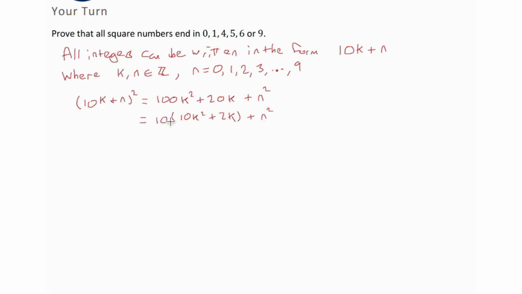Now, because any multiple of 10 ends in the digit 0, the final digit of this number is the final digit of n squared, because this part here is going to end in a 0, so the units part of n squared is the only non-zero units part. Let's write that down.